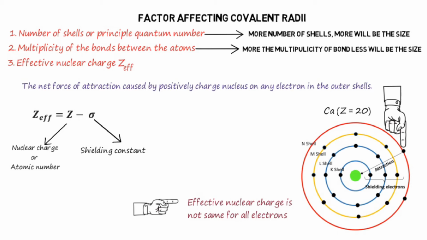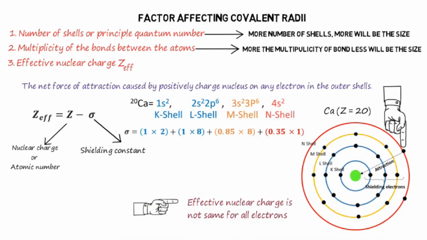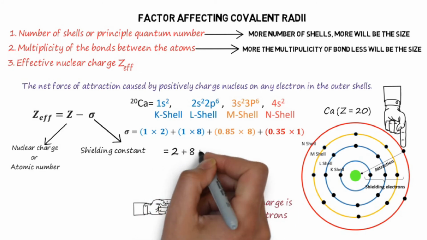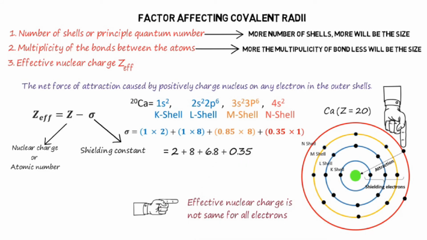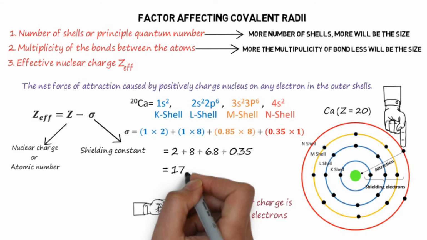To calculate the value of sigma, let us consider the electronic configuration of calcium. The electronic configuration of calcium is shown here. From the electronic configuration, we come to know that calcium has 4 shells, K, L, M and N. To find the value of sigma, we have to multiply the number of electrons present in K shell and L shell with 1, the number of electrons present in M shell with 0.85, and the number of electrons present in N shell or outermost shell, including the electron for which we are calculating effective nuclear charge, with 0.35.